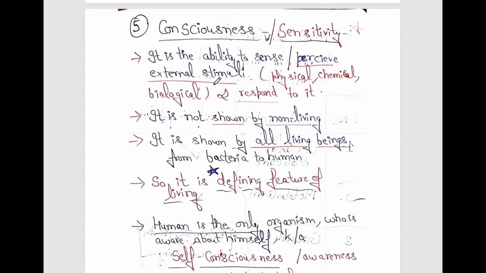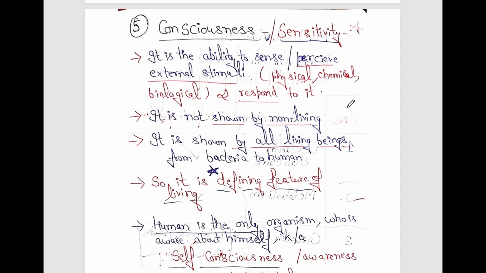Now the fifth point: consciousness and sensitivity. Sensitivity is the ability to sense and perceive external stimuli, physical, chemical, biological, and respond to it. It is not shown by non-living things. It is shown by all living beings from bacteria to human. Again repeating, the ability to sense the surrounding environment and respond to environmental stimuli is also called consciousness. And consciousness is the most obvious and technically complicated feature of all living organisms.